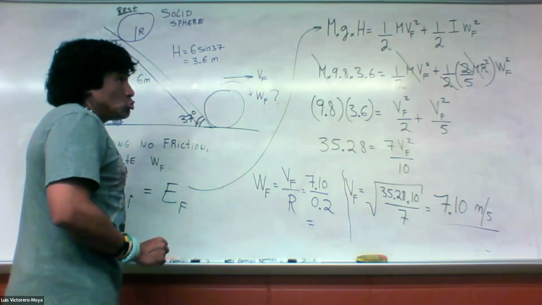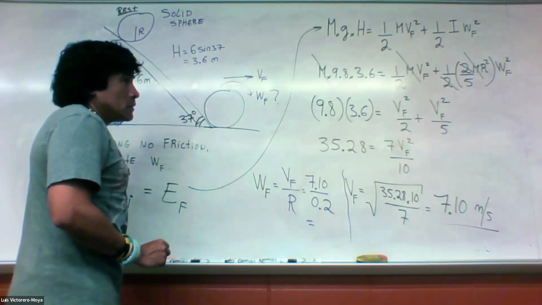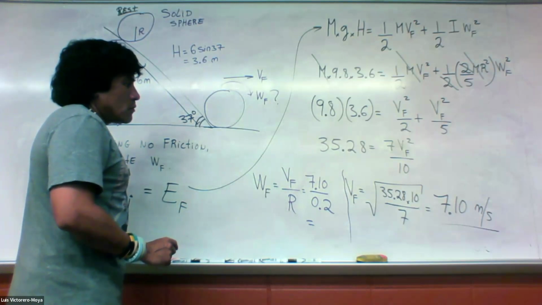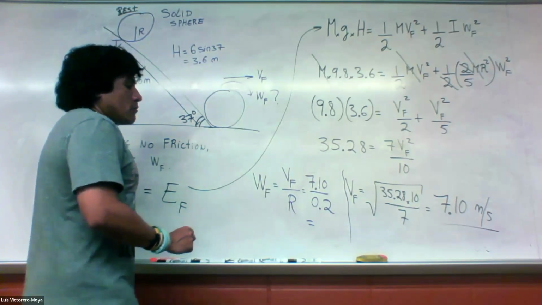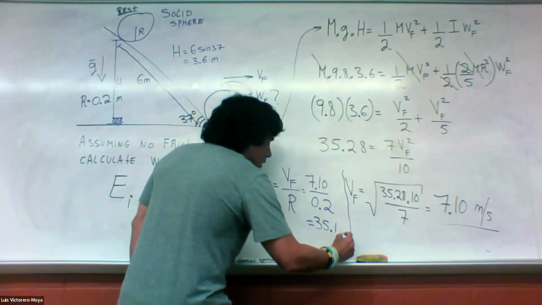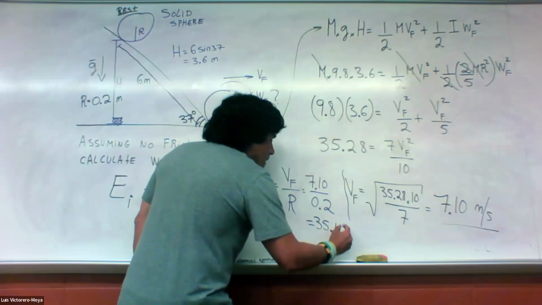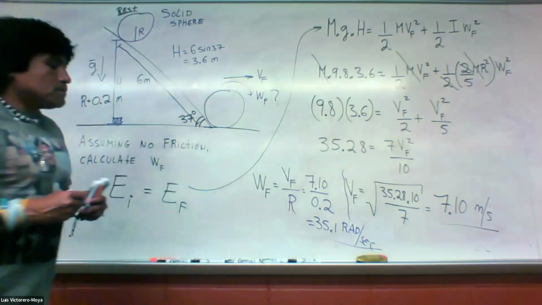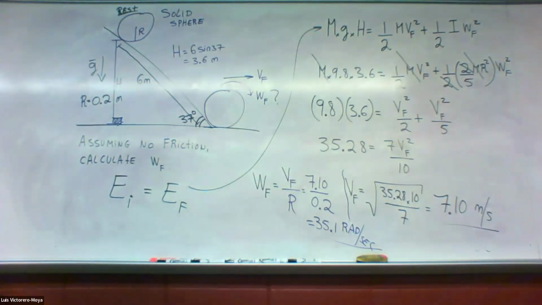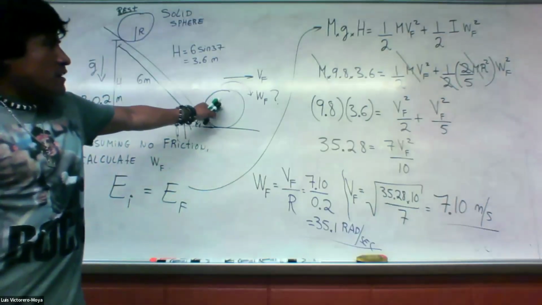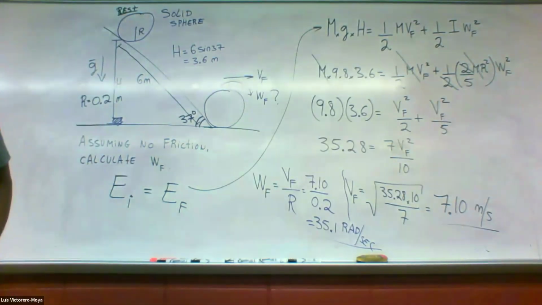That's 35.05. Yep. So 35.1 radians per second. And it is... Wait, I think it's Energy problem. A typical energy problem. Like I said, I can change this to a cylinder. You will just have to change the I. Okay.